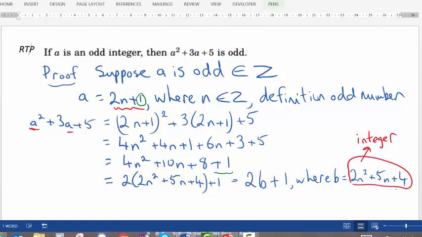we've just replaced that. That's an integer anyhow, and this is consistent with the definition of an odd number.